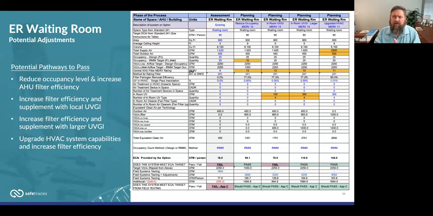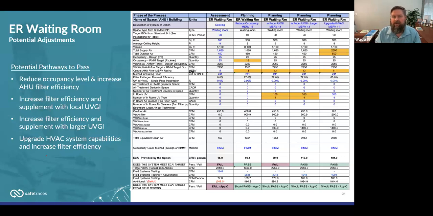And so when we show it this way, when we say it would pass, it says should pass, meaning that you're likely going to retest this space again. And when you retest it after those adjustments, you would see that it does pass. And then the last comment: we also showed that if you had more UVGI, more intensity, you would get more clean air, and so it passes both.